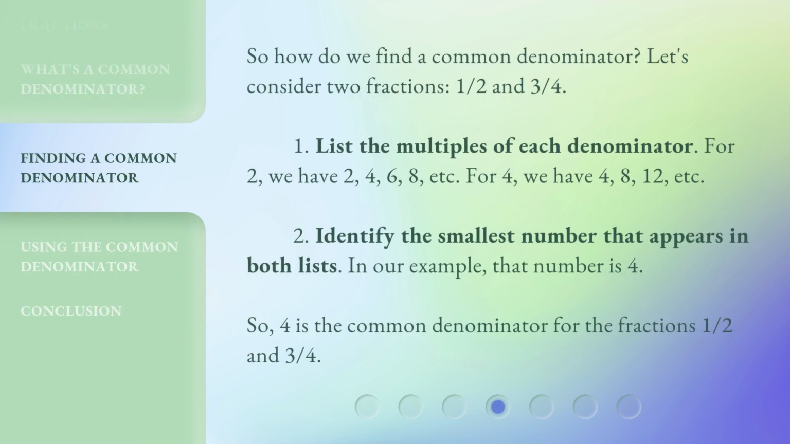So how do we find a common denominator? Let's consider two fractions, 1/2 and 3/4. 1. List the multiples of each denominator. For 2, we have 2, 4, 6, 8, etc. For 4, we have 4, 8, 12, etc. 2. Identify the smallest number that appears in both lists. In our example, that number is 4. So, 4 is the common denominator for the fractions 1/2 and 3/4.